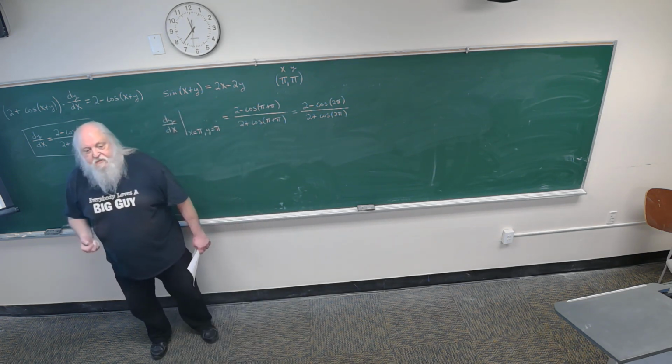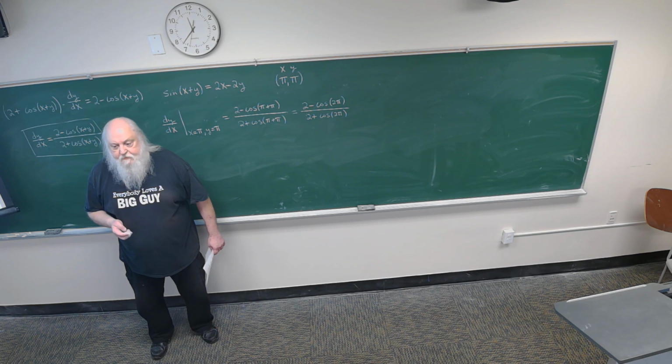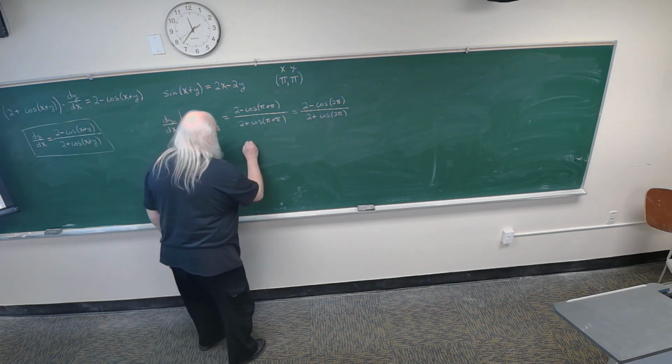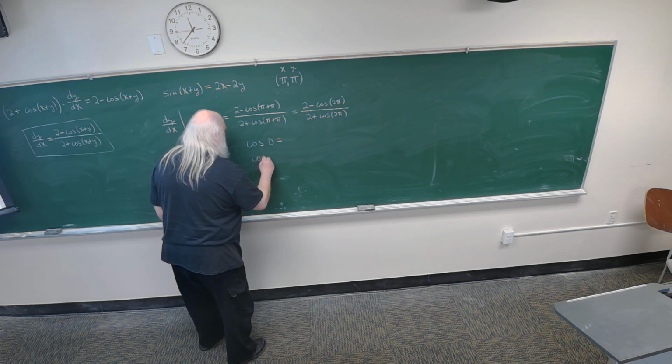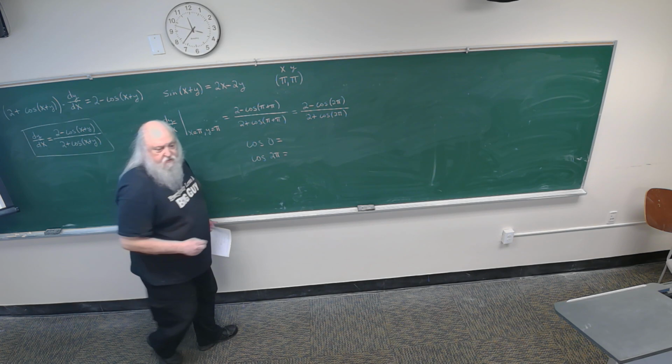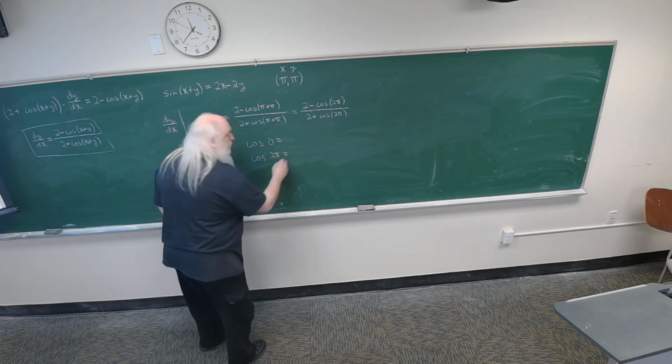Remember what the cosine of 2 pi radians is? So remember, 2 pi makes a circle, right? So cosine of 0 and the cosine of 2 pi have the same value, right? Cosine function has a periodicity of 2 pi radians, okay?